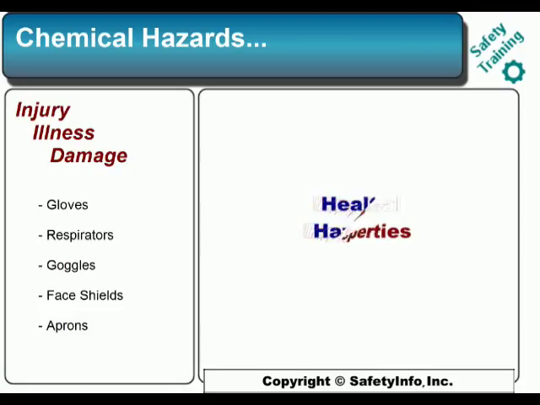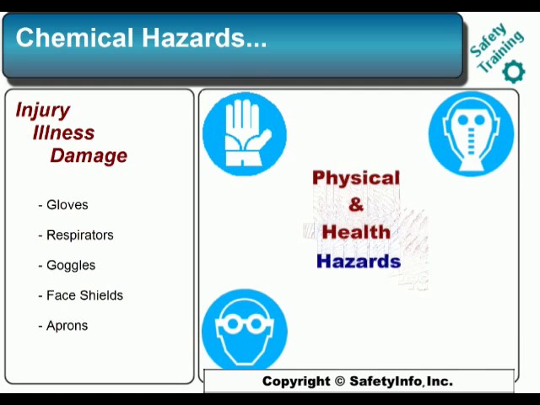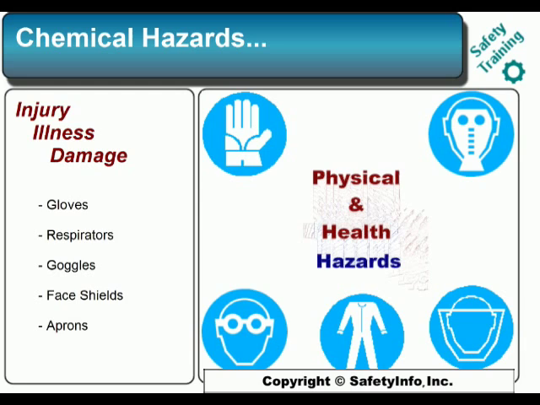Improper use or lack of understanding of personal protective measures can result in injury, illness, or property damage. To safely use chemicals, you need to understand the physical properties and health hazards of each chemical. Proper use includes knowing and using personal protective equipment, commonly called PPE. This equipment may be gloves, respirators, goggles, face shields, aprons, or other specific PPE.